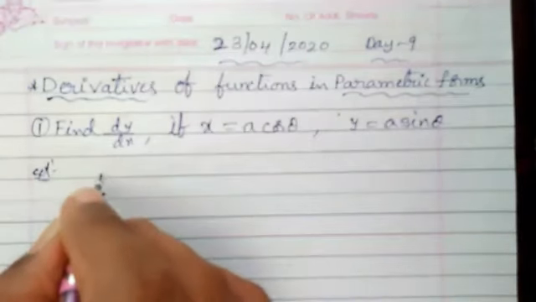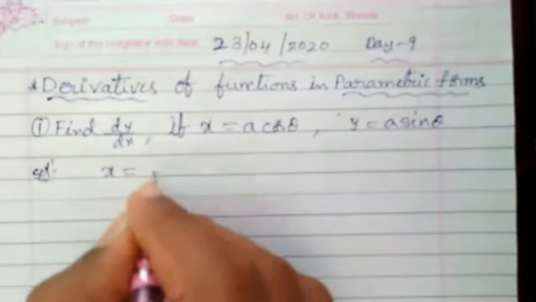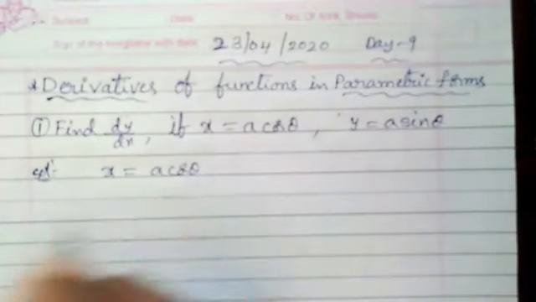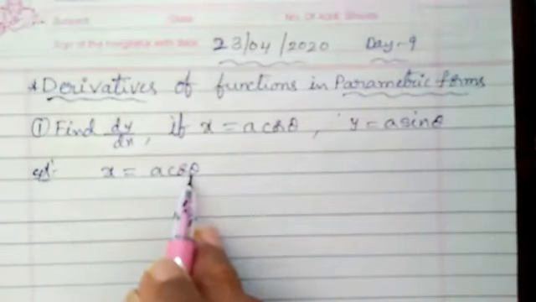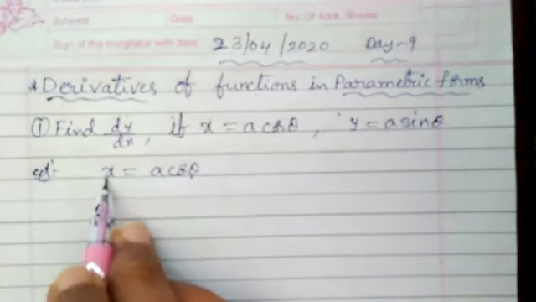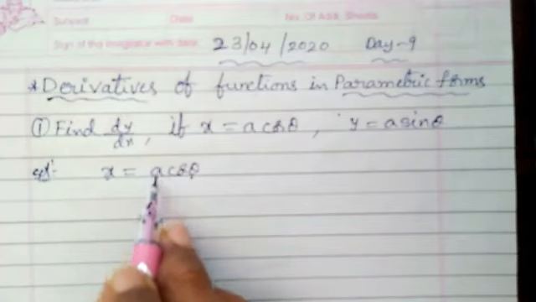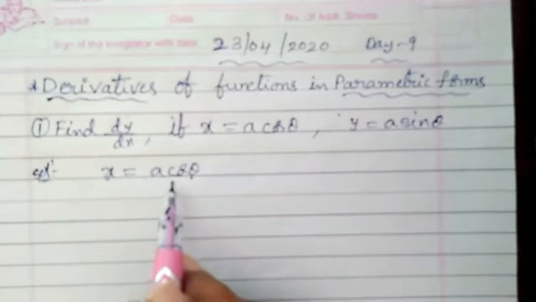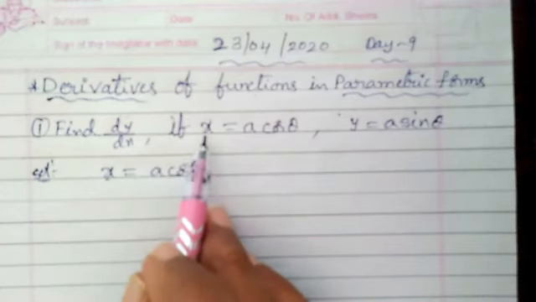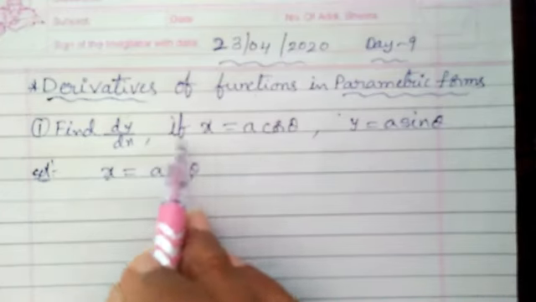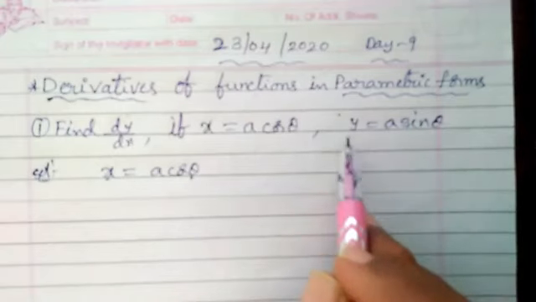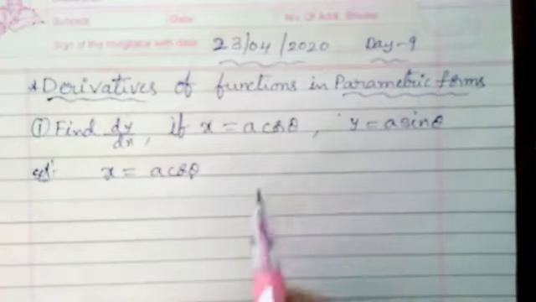Solution: first consider x is equal to a cos theta. Here the variable is theta, which is called the independent variable, and this is considered the dependent. So always in differentiation the function is differentiated with the independent variable. Up to now we differentiated with x. If it is any other variable, we simply write dy by dx, or du by dx, or dv by dx, like that.